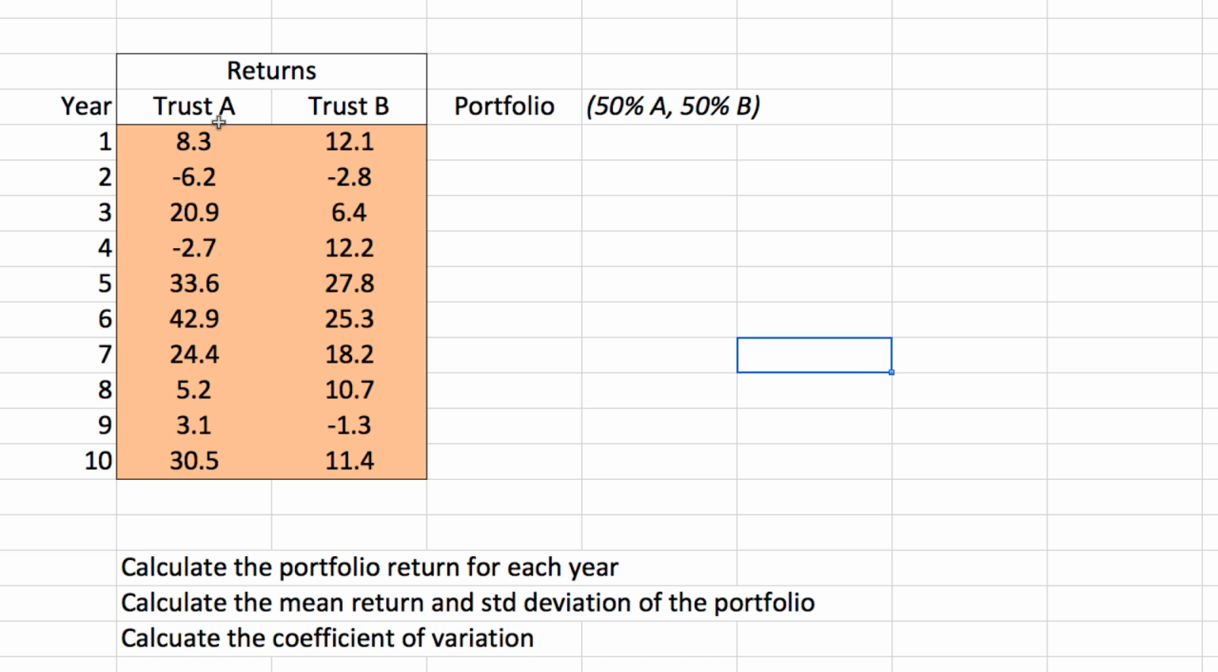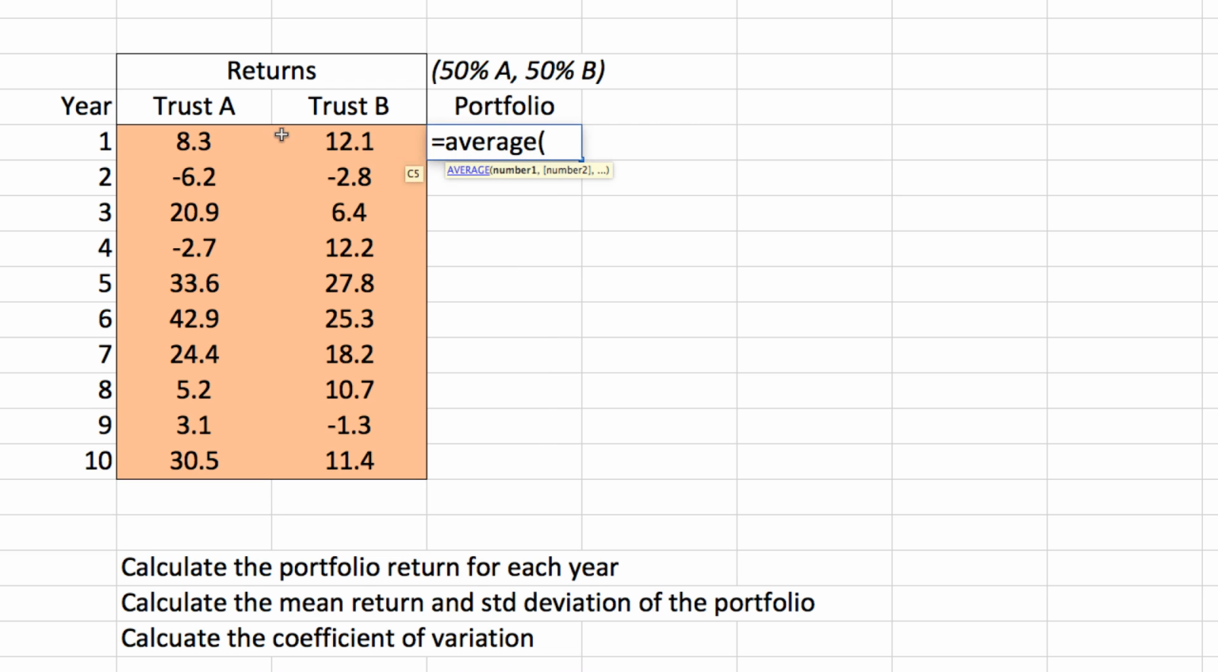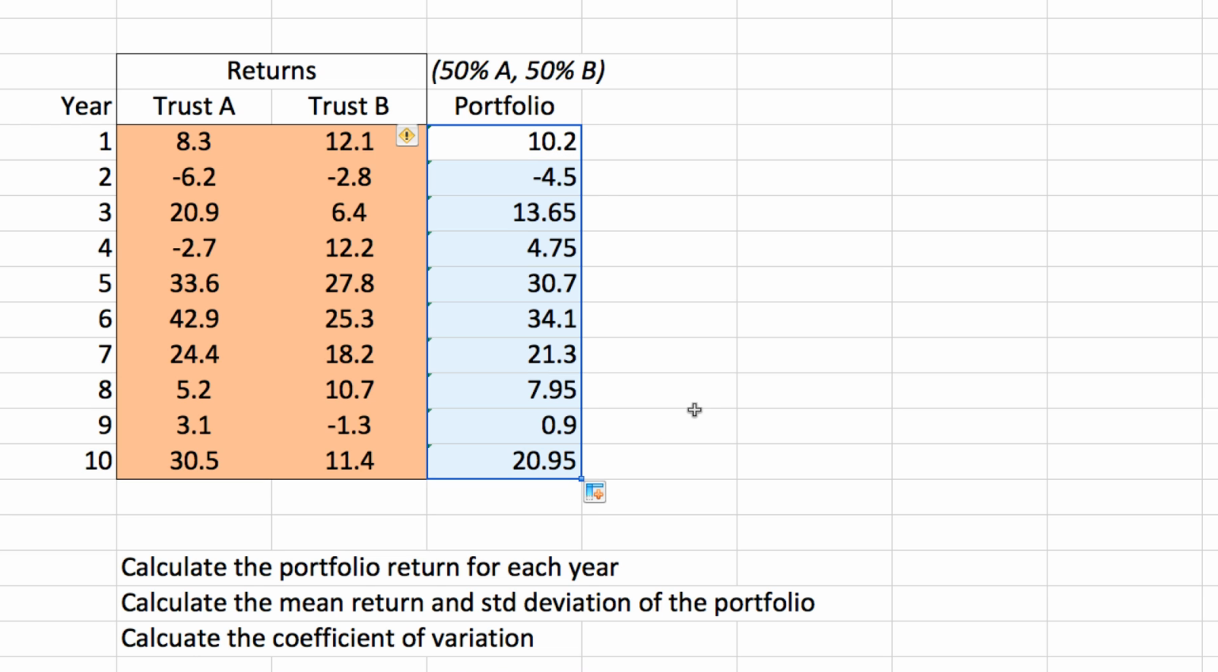In question 2, we've been given two stocks, Trust A and Trust B, or stocks or trusts. We've been asked to calculate the portfolio return for each year, where the portfolio is 50% in A and 50% in B. Simple enough. So my portfolio is just going to be the average of each of these two returns per year. Not particularly difficult, I would not think. Great. So there's the portfolio returns for each year.